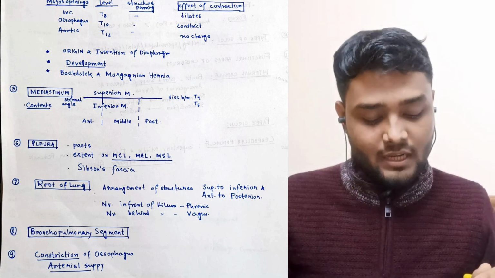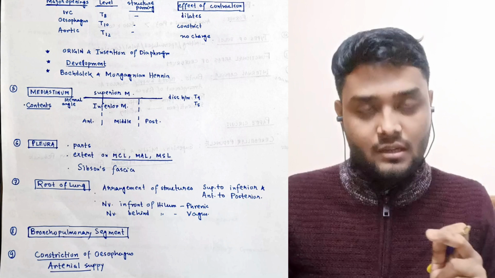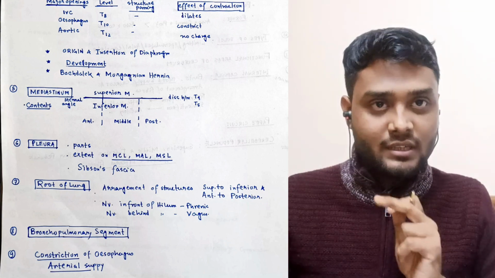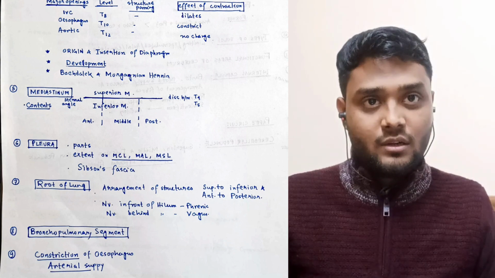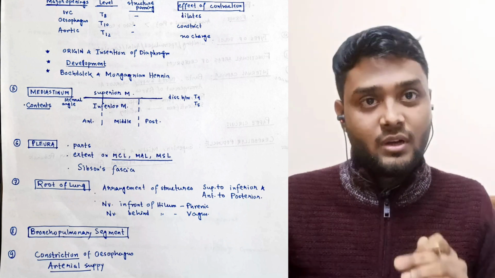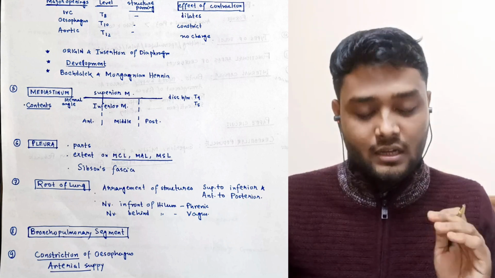The nerve in front of the hilum is the phrenic nerve. The nerve behind the hilum is the vagus nerve. The bronchopulmonary segment: what are the characteristics of the bronchopulmonary segment? How many bronchopulmonary segments are there? How are they numbered? You need to read it. Then constrictions of the esophagus and arterial supply of the esophagus.